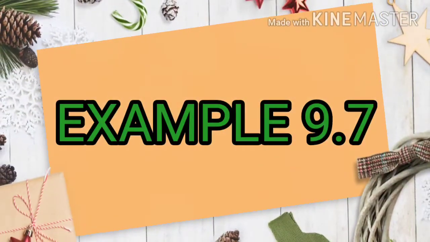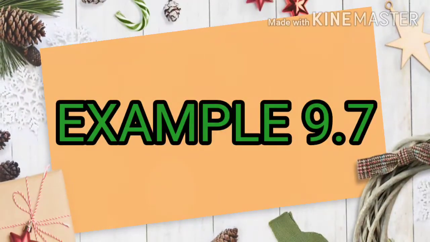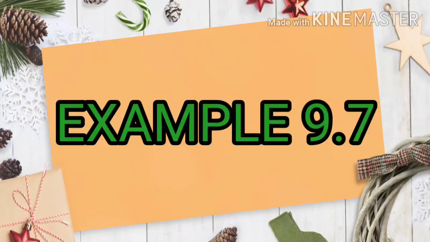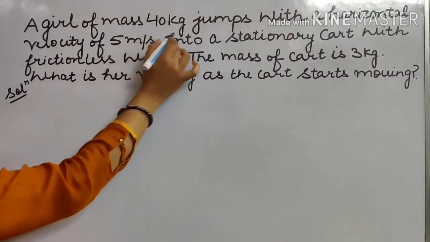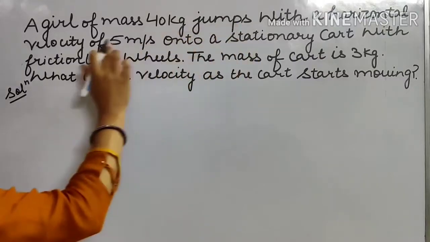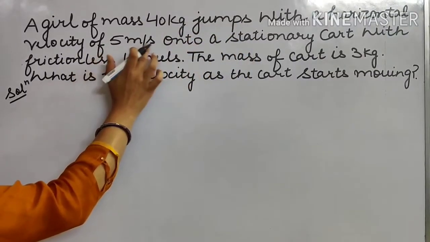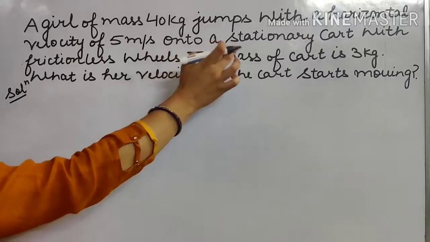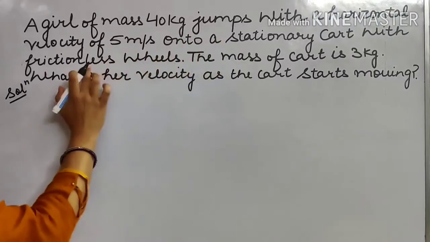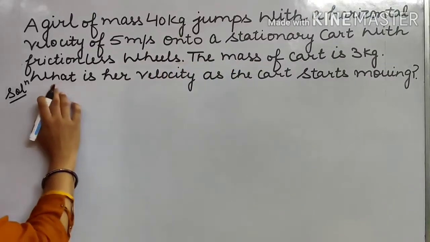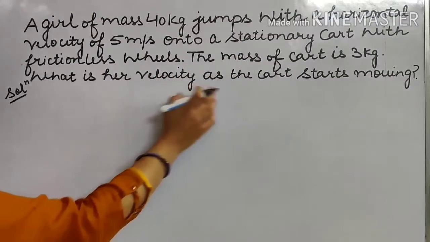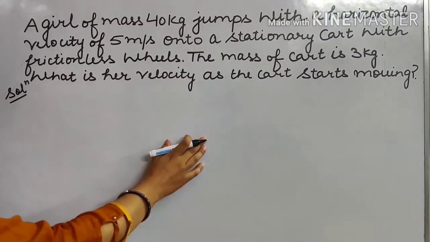Now let's discuss example 9.7. Now see, a girl of mass 40 kg jumps with a horizontal velocity 5 meters per second onto a stationary cart with frictionless wheels. The mass of the cart is 3 kg. What is her velocity as the cart starts moving?